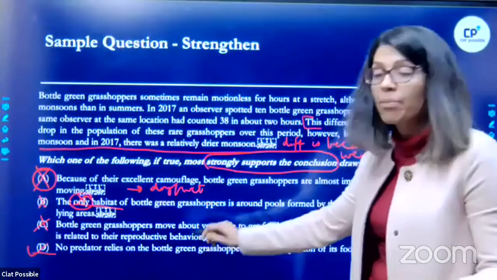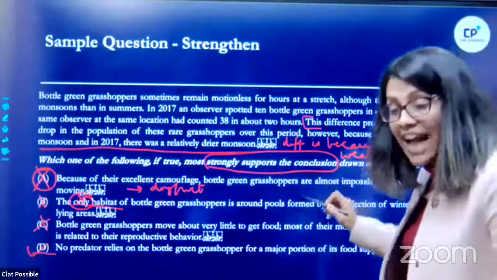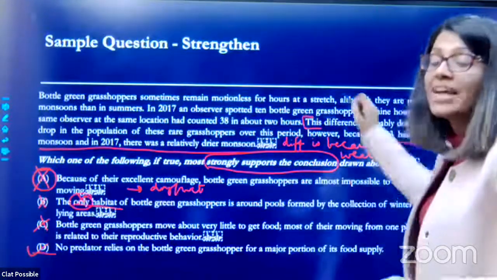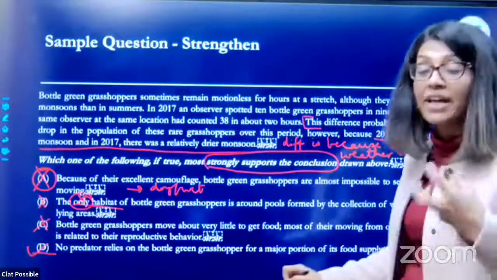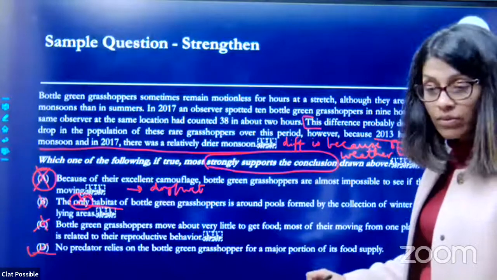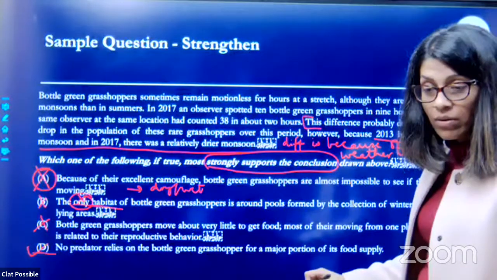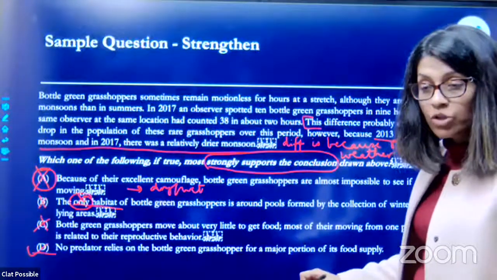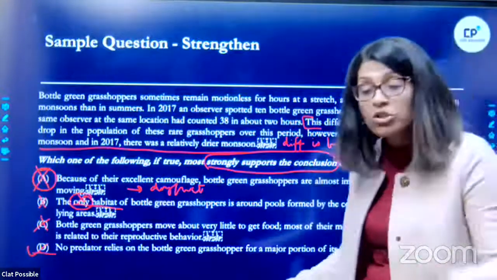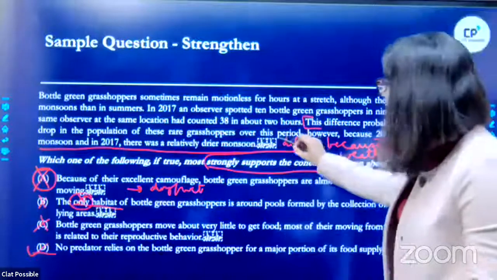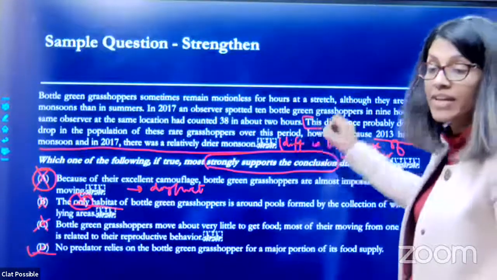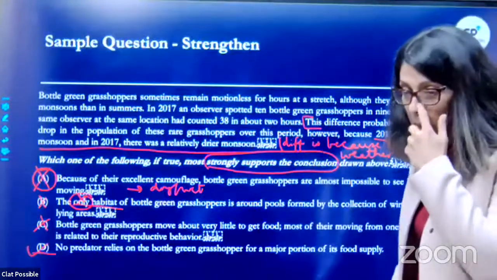D is the answer because it cancels another possible reason why the numbers of the grasshoppers could be low. Couldn't they be low if some predator ate them in that year? Would that not weaken the author? So now I say the predator angle is also not there. This strengthens the author and says this looks like the only reason, the reason given by the author.